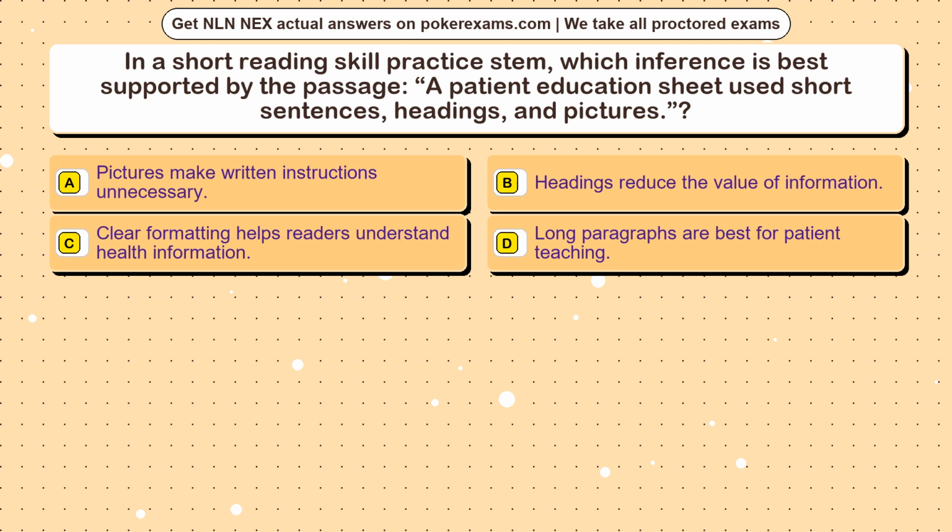Question 14. In a short reading skill practice STEM, which inference is best supported by the passage? A patient education sheet used short sentences, headings, and pictures. Option A, pictures make written instructions unnecessary. Option B, headings reduce the value of information. Option C, clear formatting helps readers understand health information. Option D, long paragraphs are best for patient teaching.